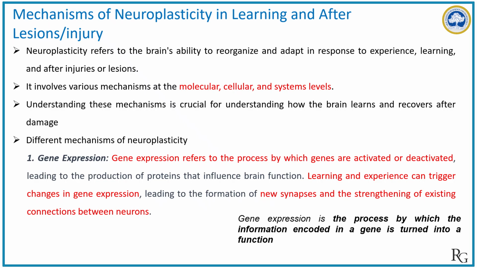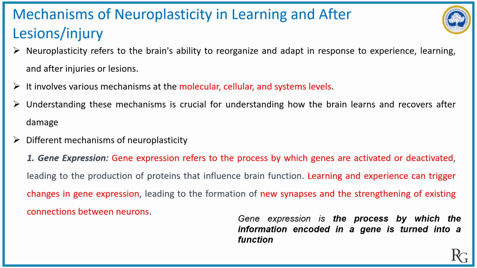So now let's talk about the mechanism of neuroplasticity, both in learning and after brain injury. When we say neuroplasticity, we are really talking about the brain's ability to reorganize and adapt, whether in response to new experiences, like learning a new skill, or in recovering after damage, such as a stroke or spinal cord injury. One of the most important mechanisms here is gene expression.